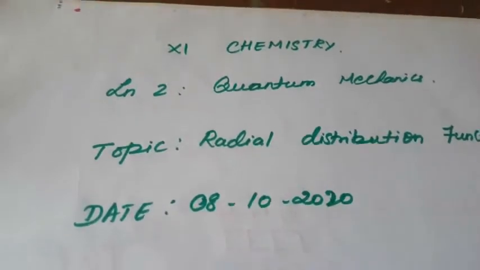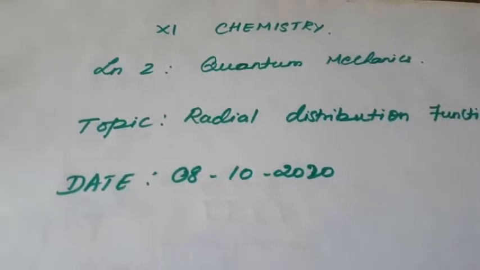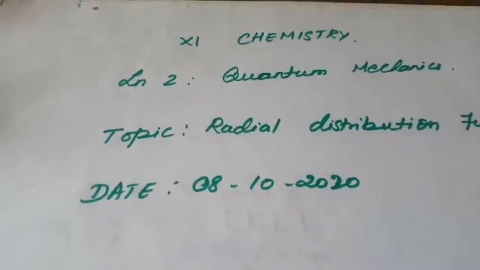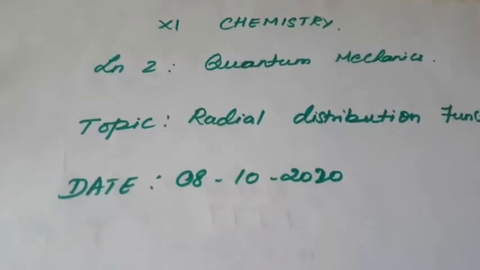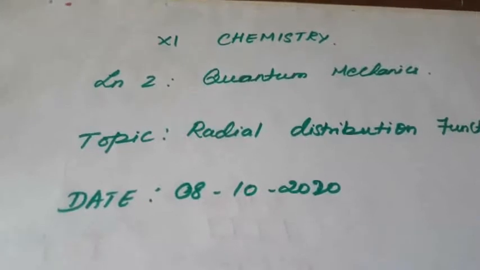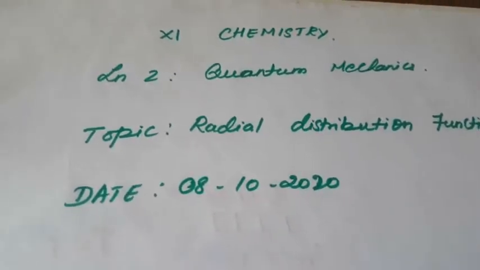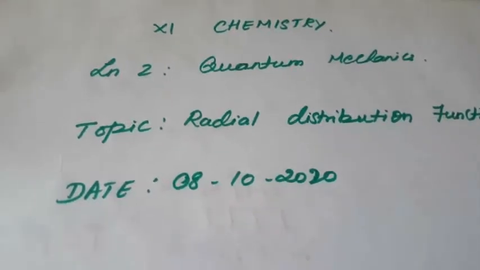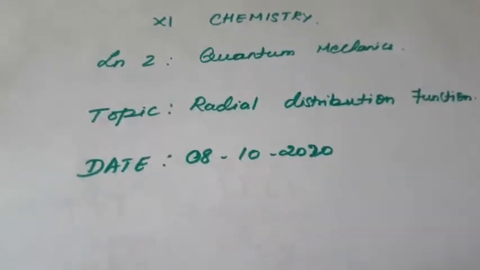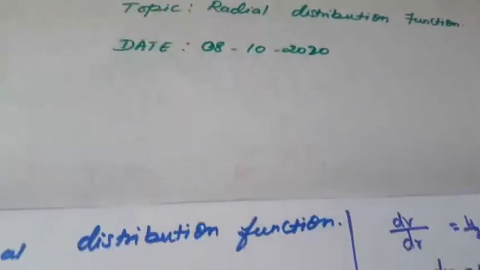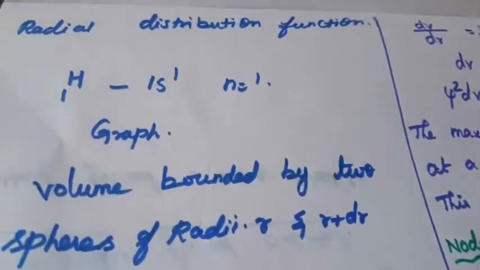Today we are going to see the continuation of the lesson on quantum mechanics. The topic is the radial distribution function. Last class we studied how to write the electronic configuration, the rules, and how to fill the electrons in the orbitals. What are the three rules? The Pauli exclusion principle, Hund's rule, and the Aufbau principle. We studied that in the previous video. Today we are going to see the radial distribution function. What is meant by radial distribution function? First, understand that concept.